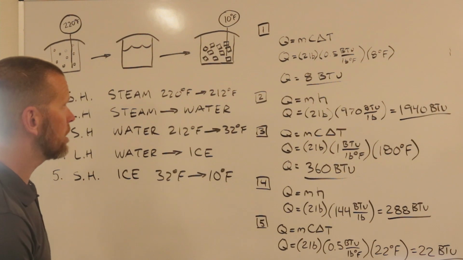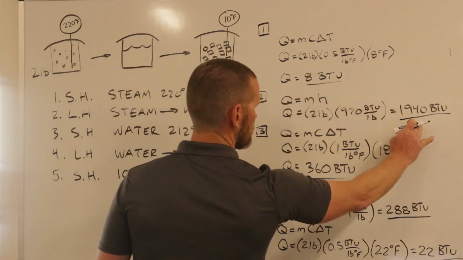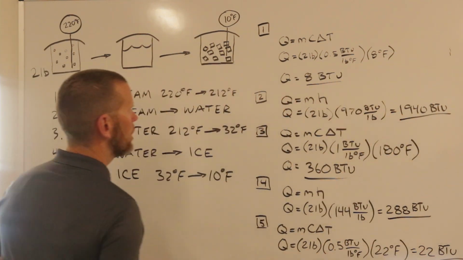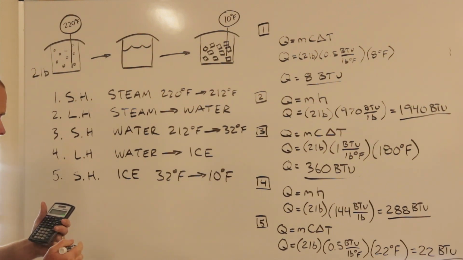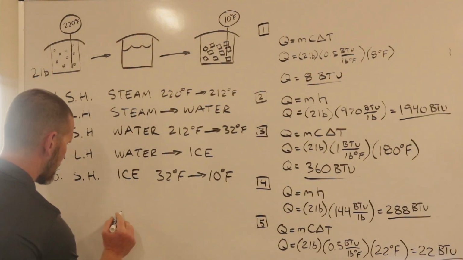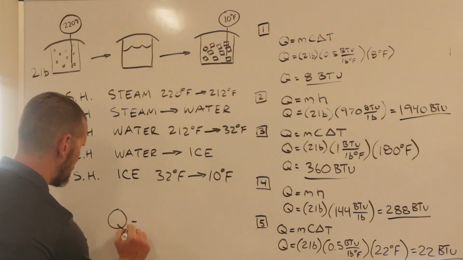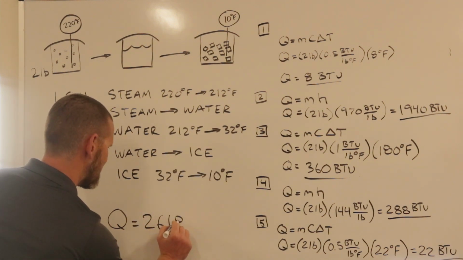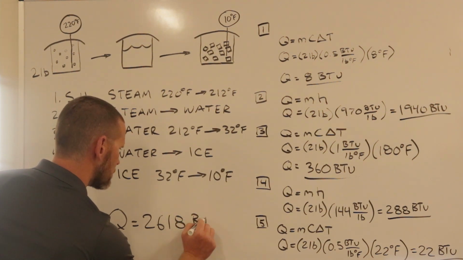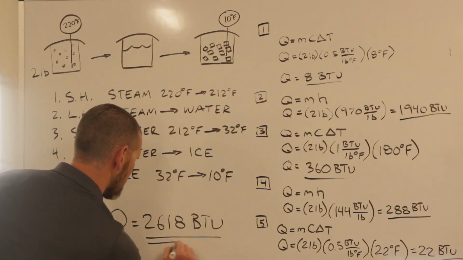So the final thing we need to do is simply add up steps 1, 2, 3, 4, and 5. So I'll do that on the calculator here. We have 8 plus 1,940 plus 360 plus 288 plus 22. And our final answer, I'll write it right here, total amount of heat that must be removed is 2,618 BTUs. That is our final answer.